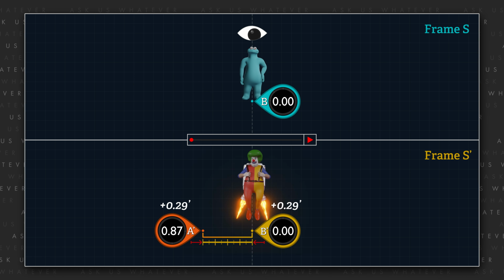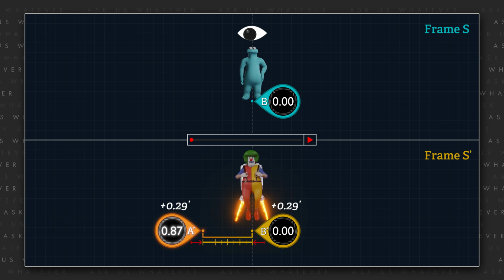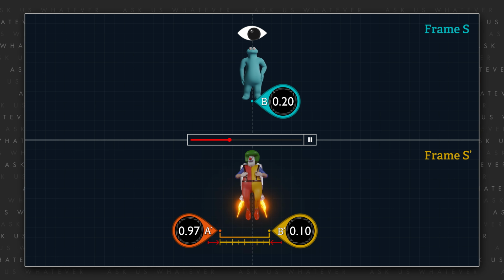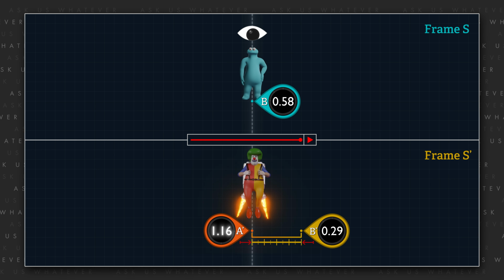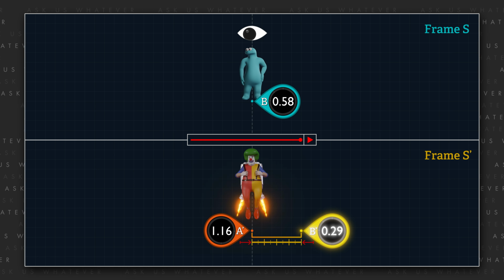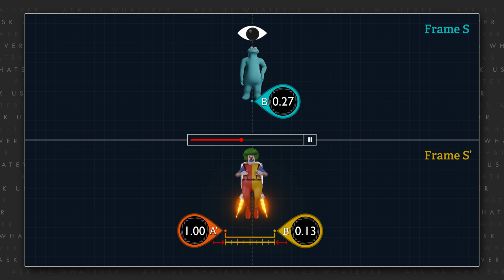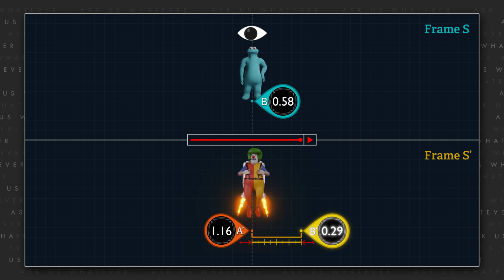This means that clock A prime will advance from an initial reading of 0.87 seconds prime to a final reading of 1.16 seconds prime. And clock B prime will advance from an initial reading of 0 to a final reading of 0.29 seconds prime.